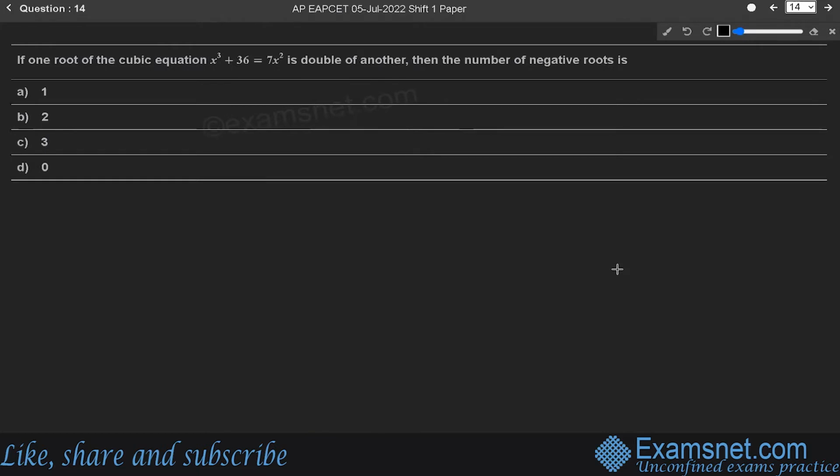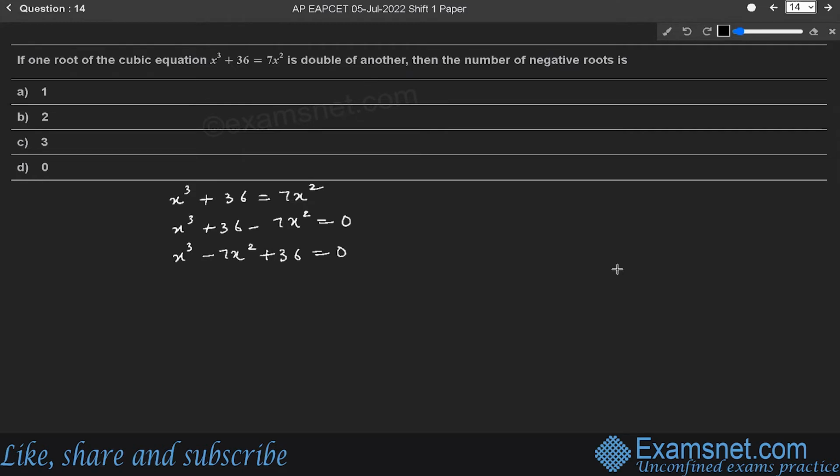Next question is, if one root of the cubic equation x cube plus 36 is equal to 7x square is double of another, then the number of negative roots is. An equation is given which is a cubic equation. Reordering and moving the variable to the left, it will be x cube plus 36 minus 7x square is equal to 0. Again, reordering the terms, it will be x cube minus 7x square plus 36 is equal to 0.